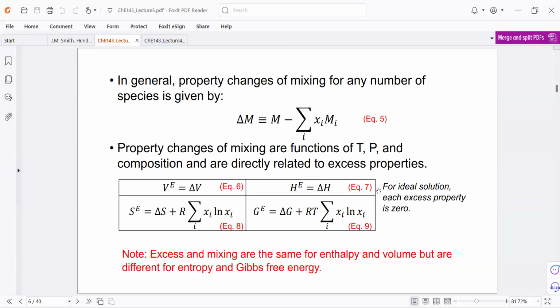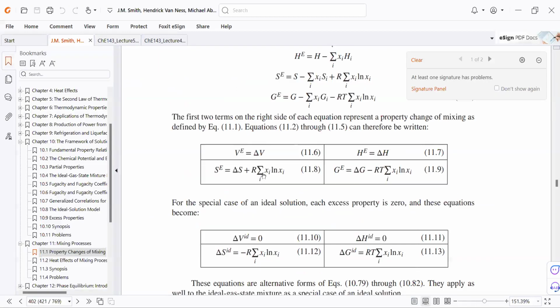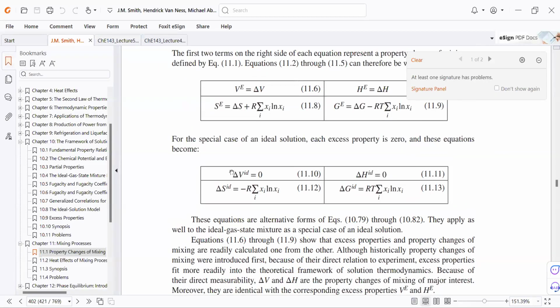It is important to take note that if we're dealing with an ideal solution, this would be transformed to V superscript ID, which is equal to zero. Each excess property is zero. And also, for S superscript ID and G superscript ID, we will be left with the second term only. So let me refer you to the book right now. This is a special case for an ideal solution. Each excess property is zero.